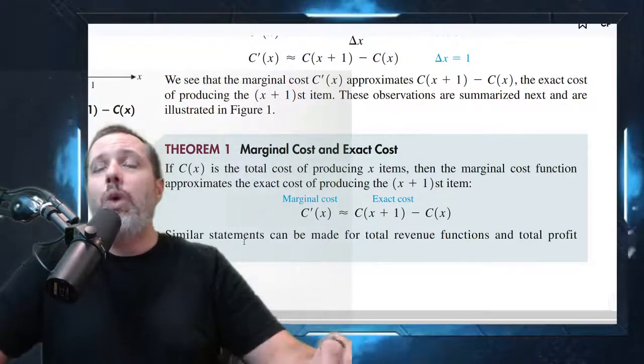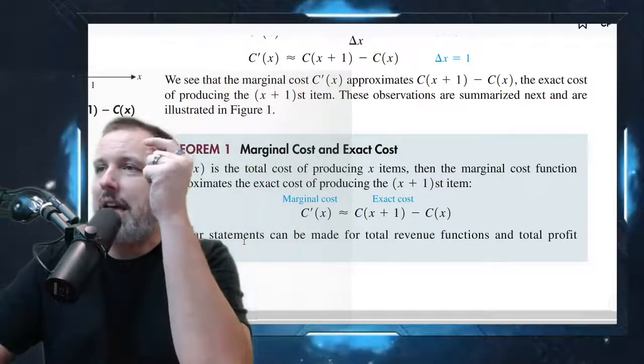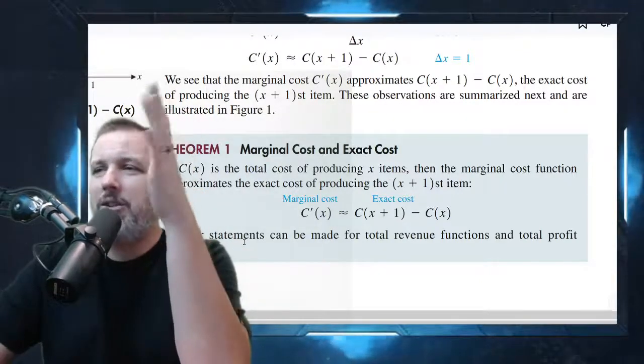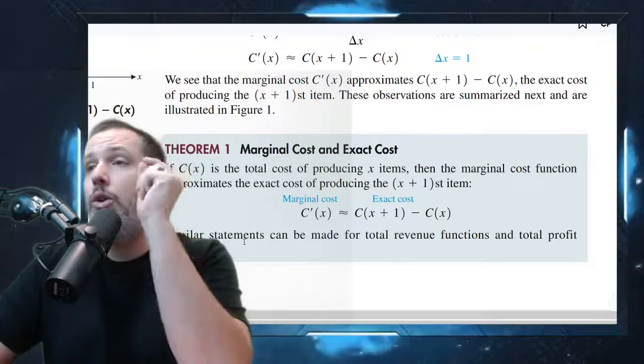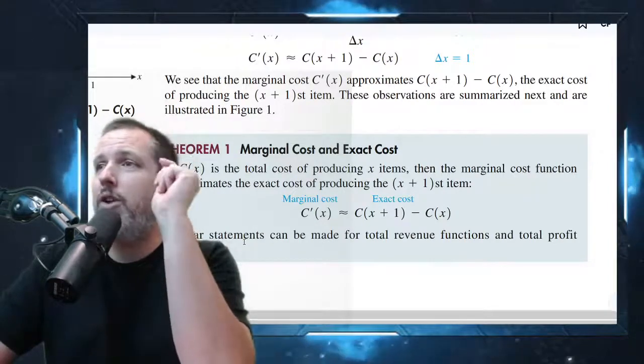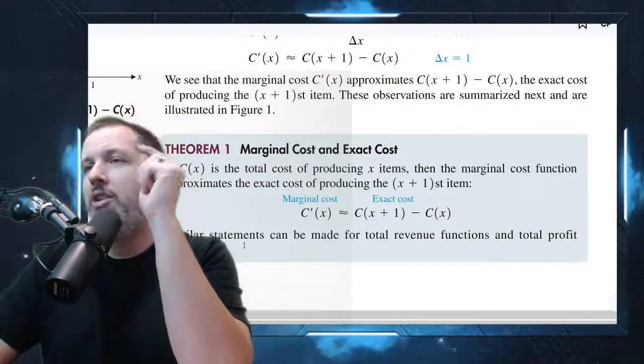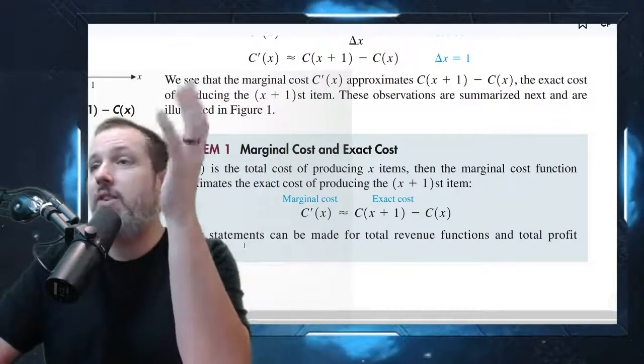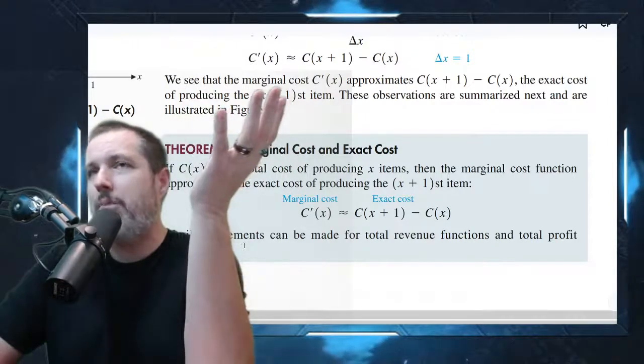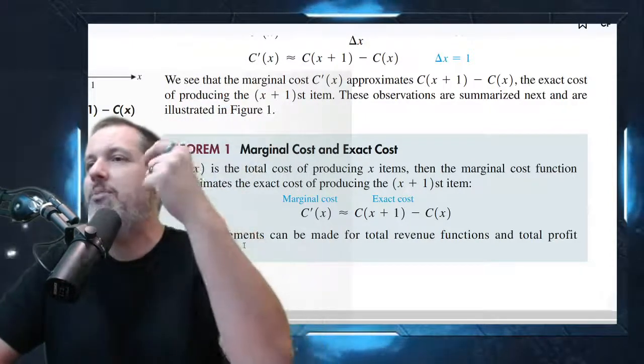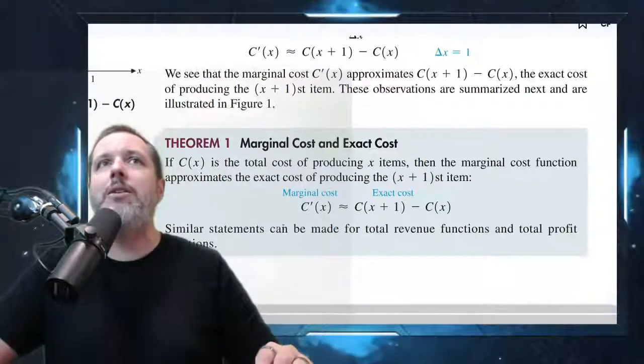But we can calculate the exact cost of that next item, and it takes a little bit of algebra to do. Or using the marginal cost, we can very quickly estimate it. And it's a good estimate. So it'll give us an idea, what's the marginal cost? What's the approximate cost of producing one more item? Okay.